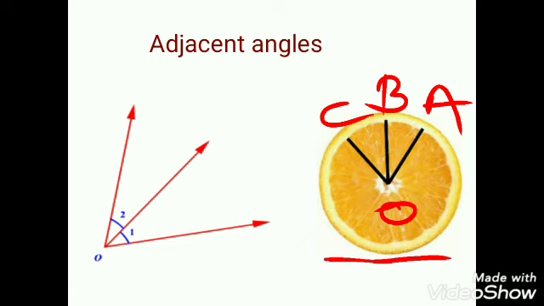Good. Next one. How many arms are there? Name them, please. Yes, very good. There are 3 arms. What are they? OA, OB and OC. Okay. So listen, adjacent angles means angle AOB is one angle, BOC is another angle. So both are adjacent angles. Okay.